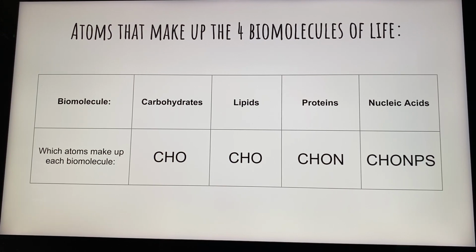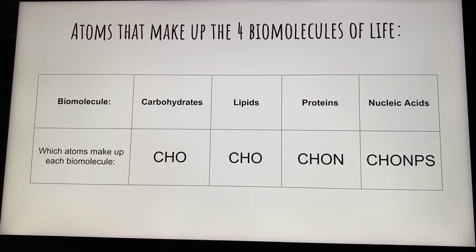Let's talk about carbohydrates. The chemical formula is right there and it says CHO. That's carbon, hydrogen, and oxygen. Then we have lipids, which are also carbon, hydrogen, and oxygen. And then we have proteins, which are CHON, so carbon, hydrogen, oxygen, and nitrogen.